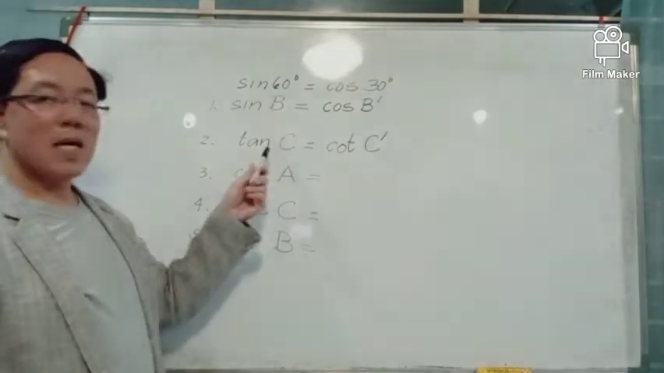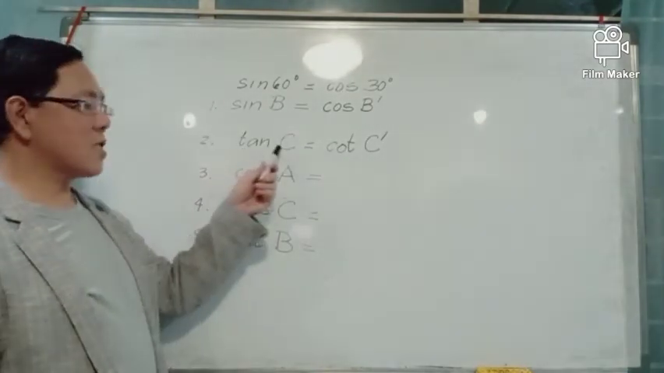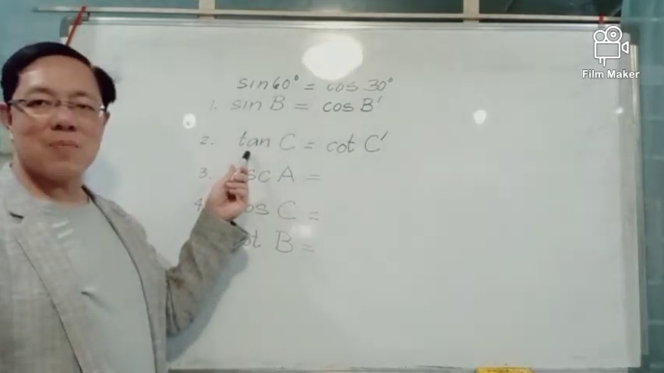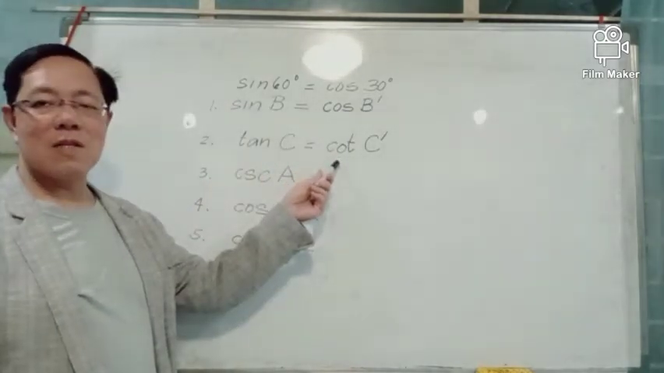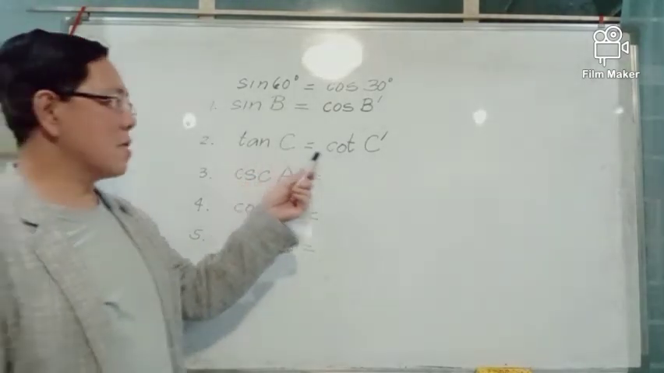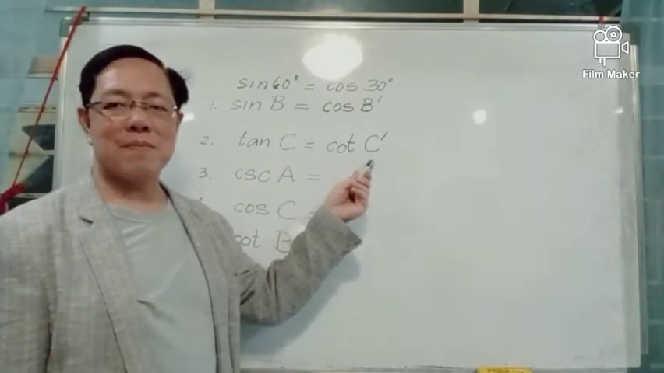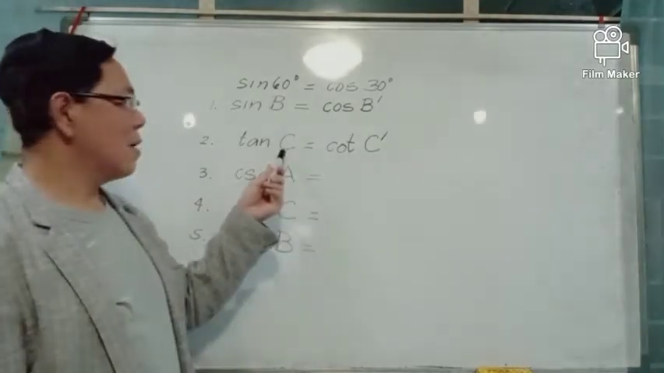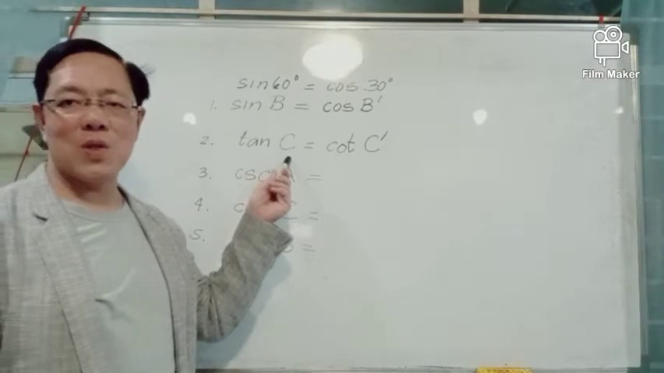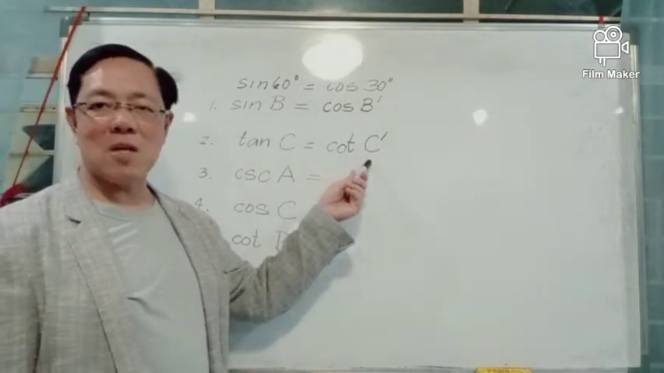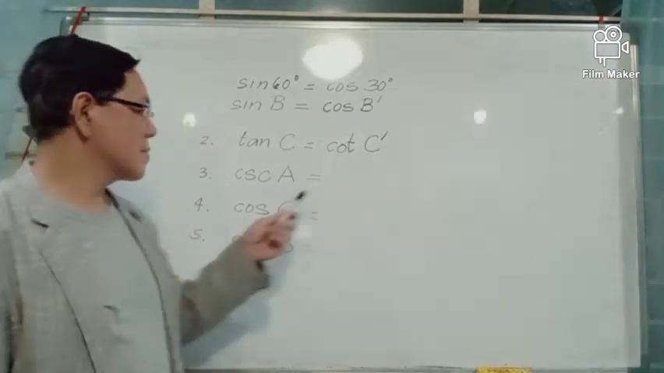Again, by complement angle theorem, tangent of C is equal to the cofunction of tangent, cotangent, of the complement of C. The complement of C is denoted by C prime. But C prime is actually equal to 90 degrees minus C. But we do not know the value of angle C, so we simply write the complement of C is C prime.